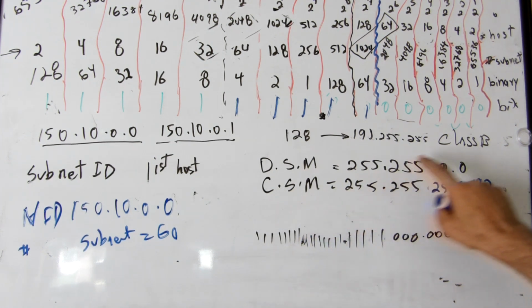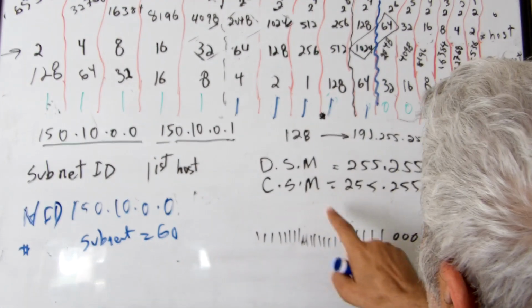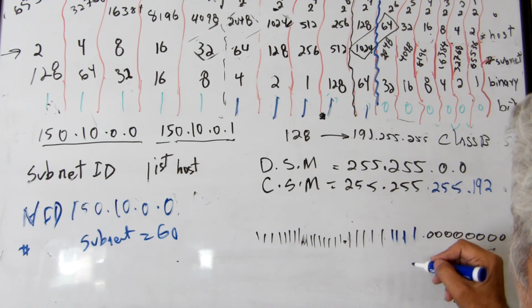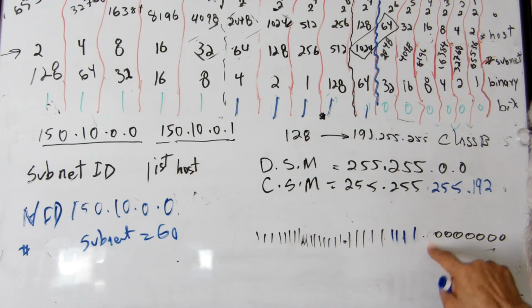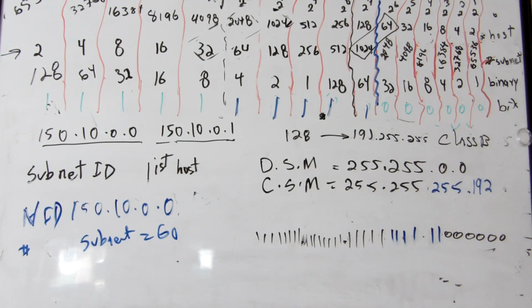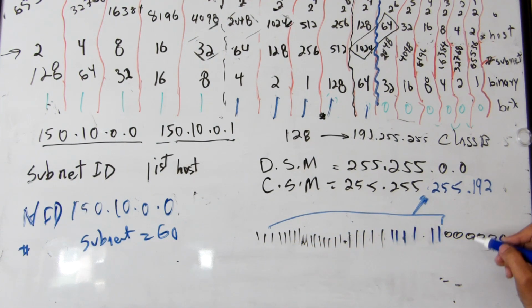The default is going to be this one, but the custom subnet mask is going to be different, because now the first two are all ones, and the custom subnet is going to be this one, and this is the number of hosts. This is actually 2 to the power of 6, which is 64.